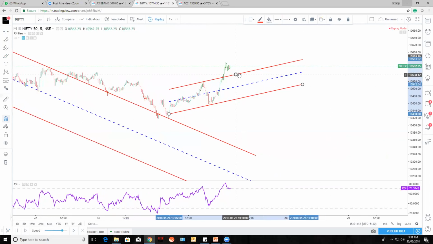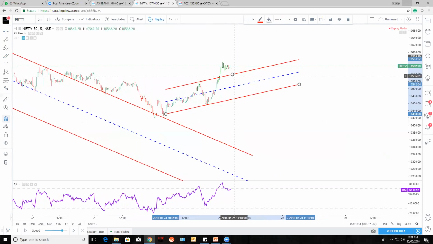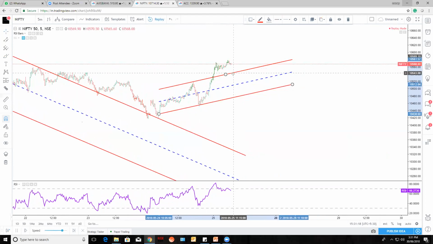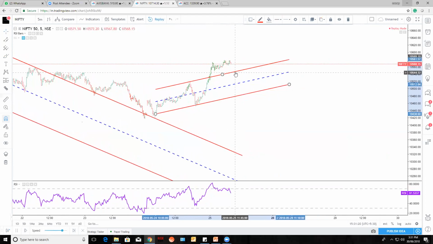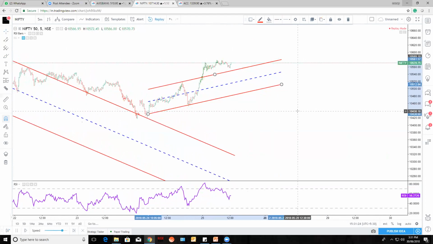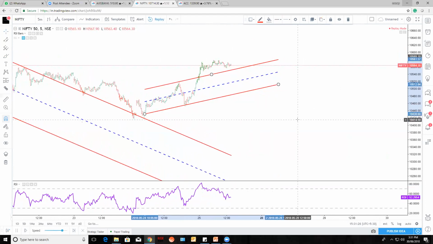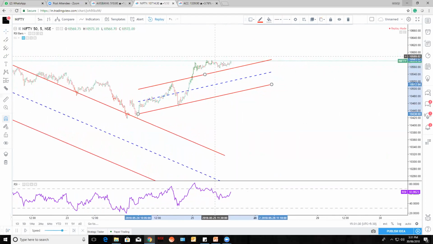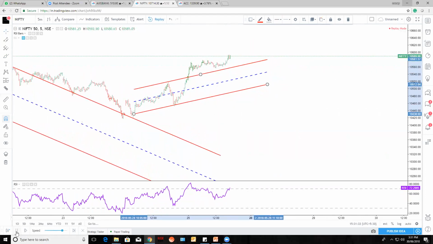So the channel also works as a support and resistance. Now it turned resistance into support. Now it may come to the channel's high, then it may move further. So this is the second point we are getting here. Once it crosses the high, we can validate that channel too.